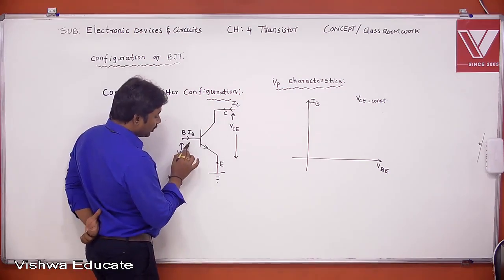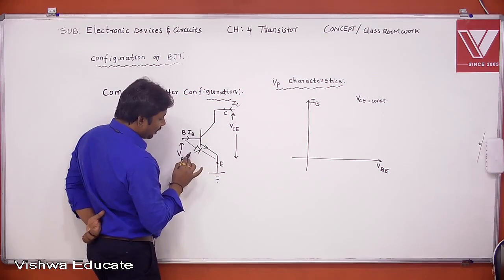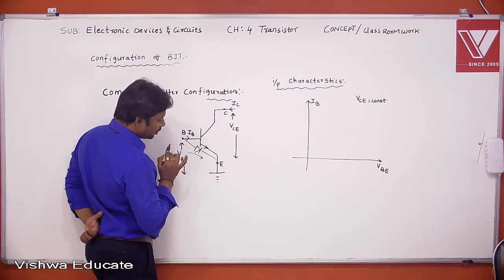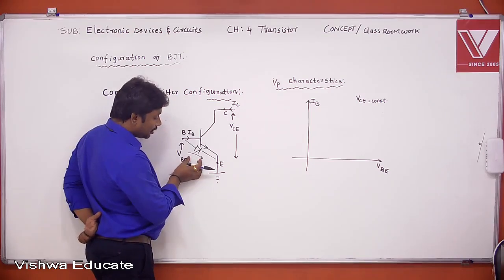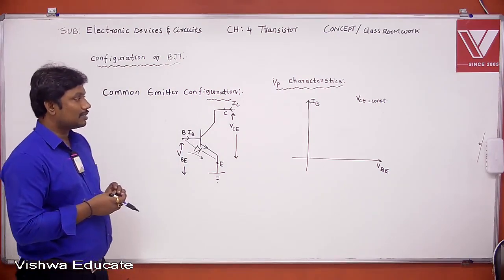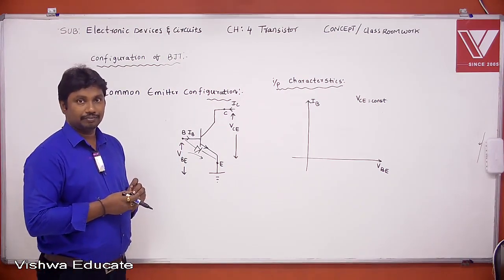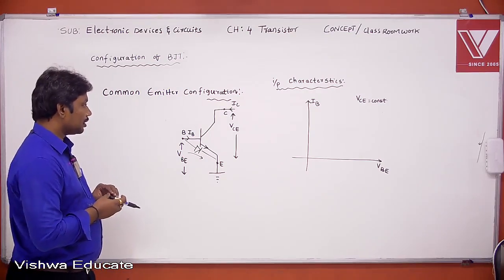IB is nothing but current through this emitter junction. And this VB is nothing but the voltage across the emitter junction. That means the input characteristics resemble the junction characteristics, right?